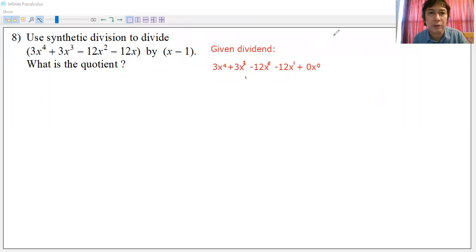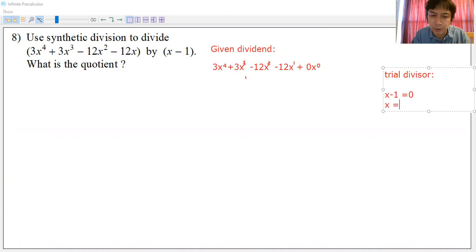All right, let's proceed to the trial divisor. And so we have the x minus 1. Equate that to 0. Solve for x. That will just be positive 1. x is equal to positive 1. Okay, synthetic division now.